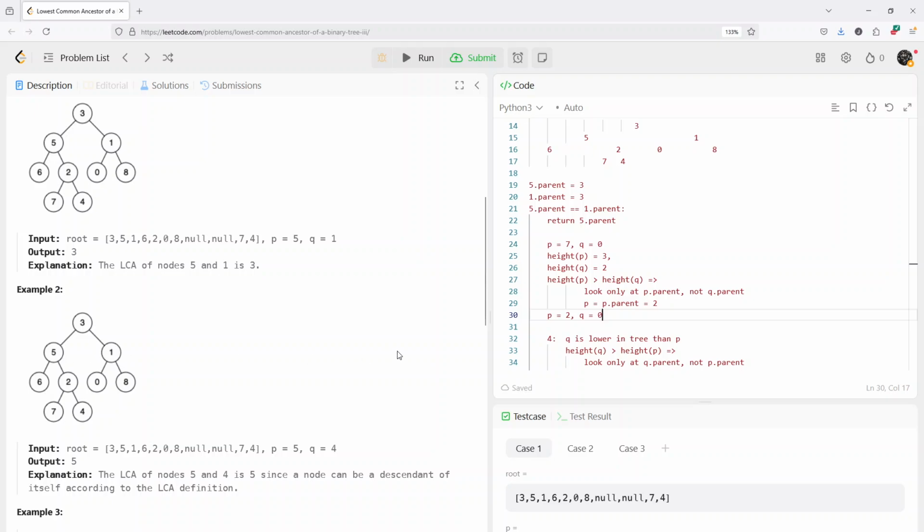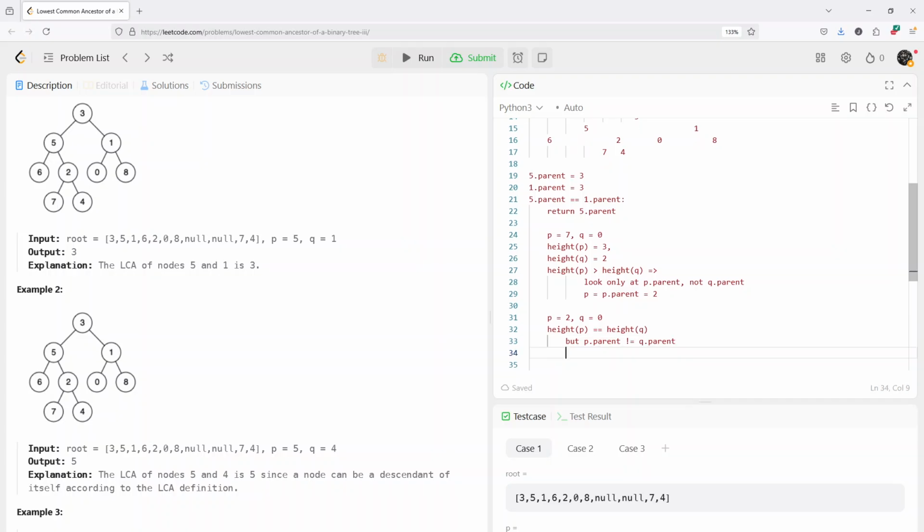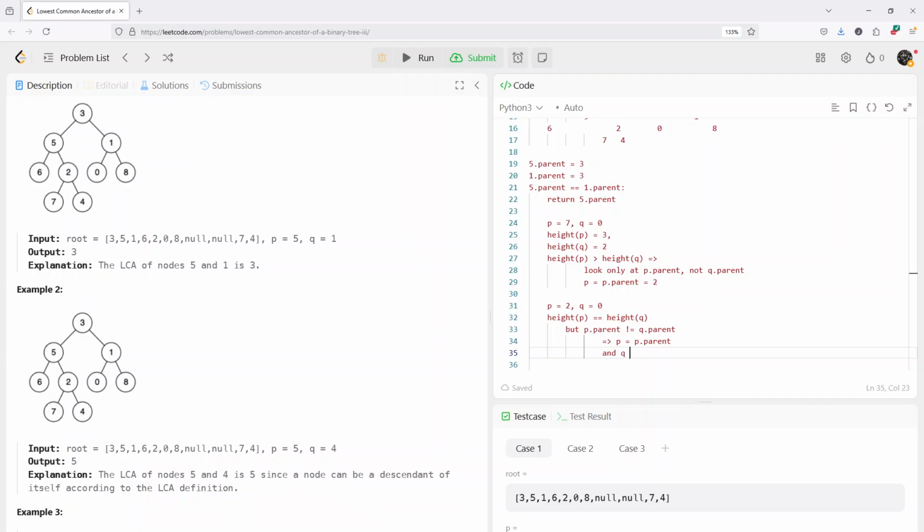So in that case, height of p equals height of q, but p dot parent doesn't equal q dot parent. So here with the 2 and the 0, you increment both, you look at both of their parents. So that implies p equals p dot parent and q equals q dot parent. So it looks like now we have all the conditions.